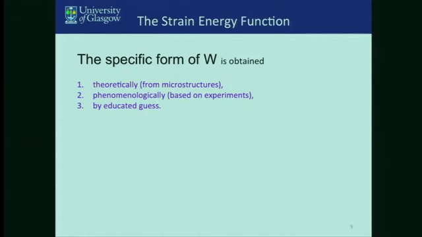So how do you specify the strain energy function? How do you obtain it for a particular material? You have 3 ways. One is theoretically, you can derive it from the microstructure, following all the way from cell to soft tissue. And this is probably the most mathematically rigorous approach. The other one, which is more commonly used, is a phenomenological approach. You do stretch tests, uniaxial, biaxial, or shear. And the third one, which is also very commonly used, is by educated guesses.